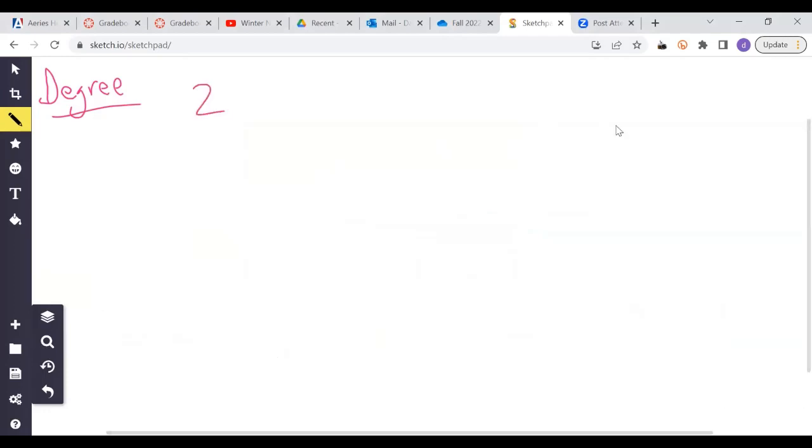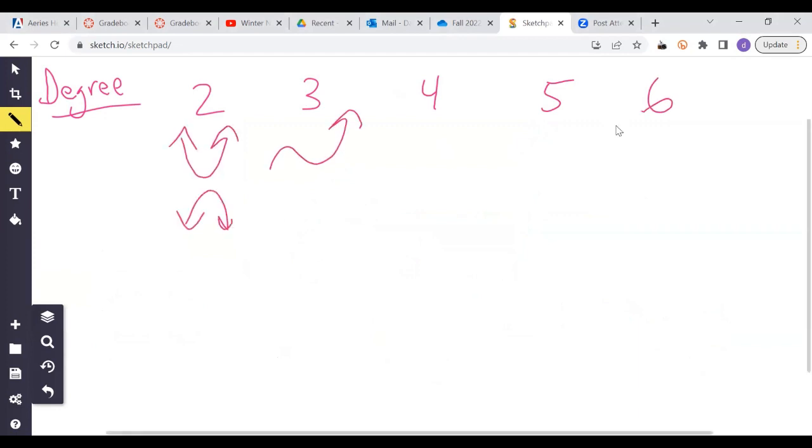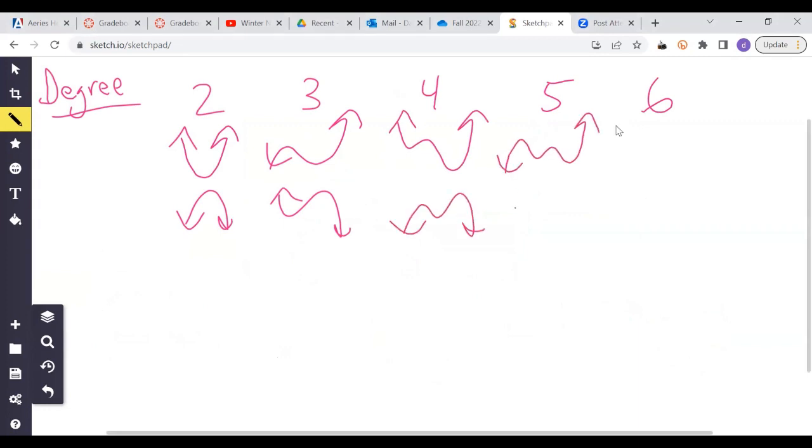So some of the common degrees are like 2, 3, 4, 5, and 6. A degree 2 can look like that. A degree 3 can look like this or like this. A degree 4 can kind of look like a W. A degree 5 maybe like this or possibly like that. And then finally, a degree 6, maybe something like this.